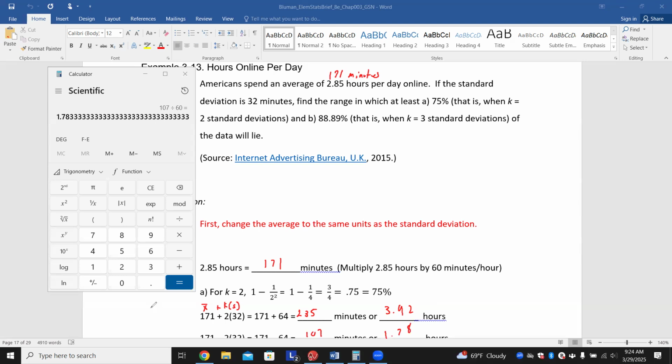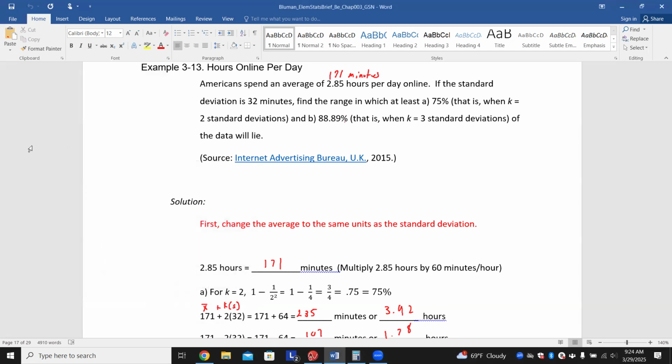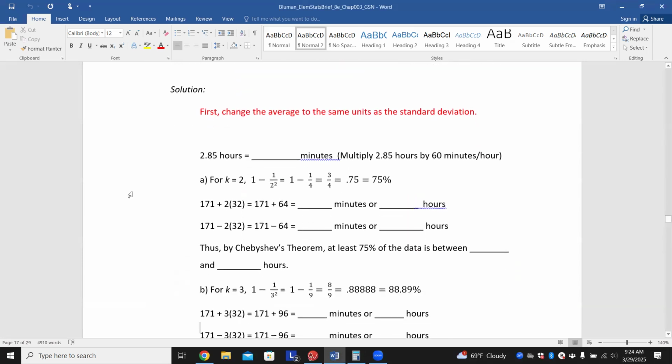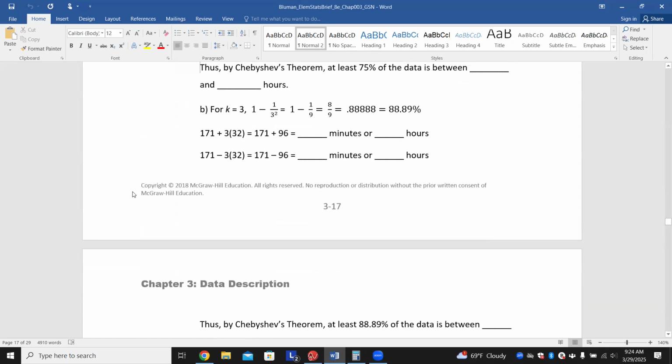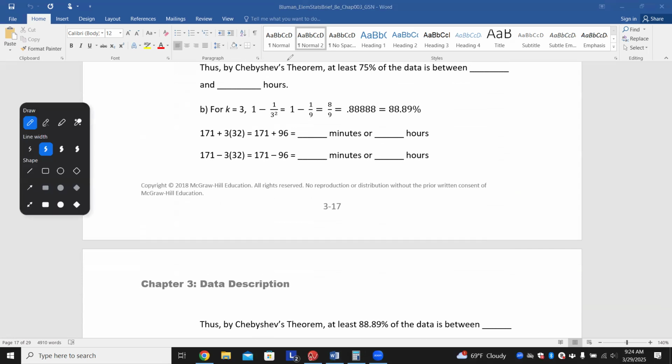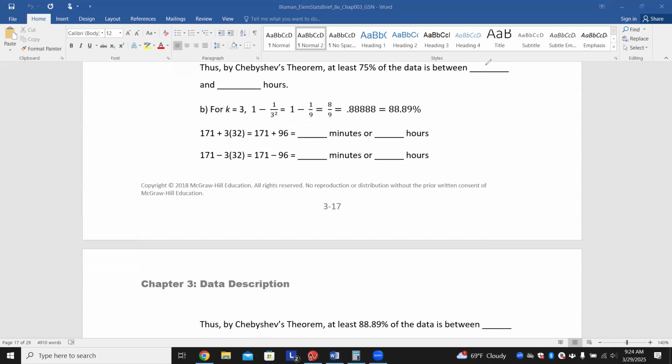If I wanted to know 3 standard deviations, which would now be about 89% of my data. So now, to fill this out, using Chebyshev's theorem, at least 75% of the data would fall between 1.78 hours and 3.92 hours. So that's how much time 75% of Americans spend online, give or take.